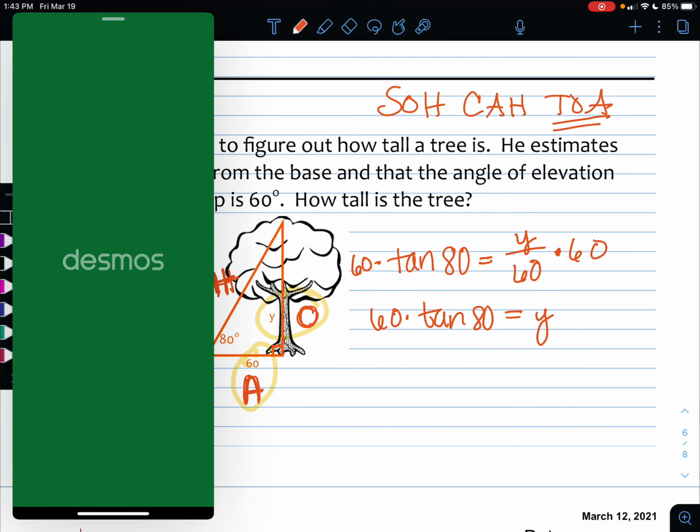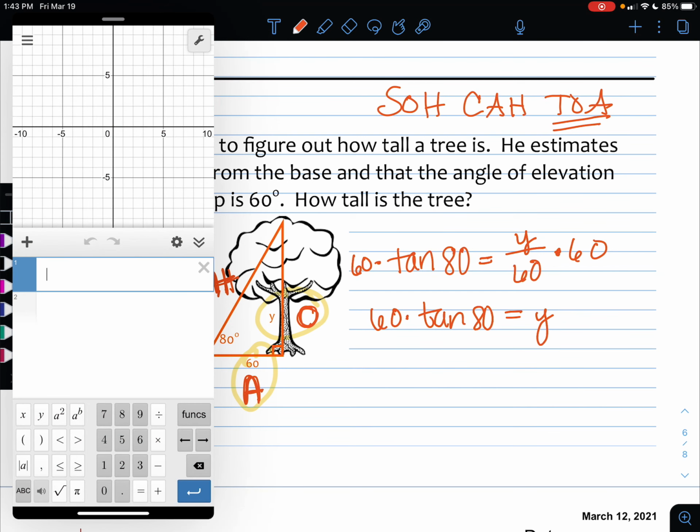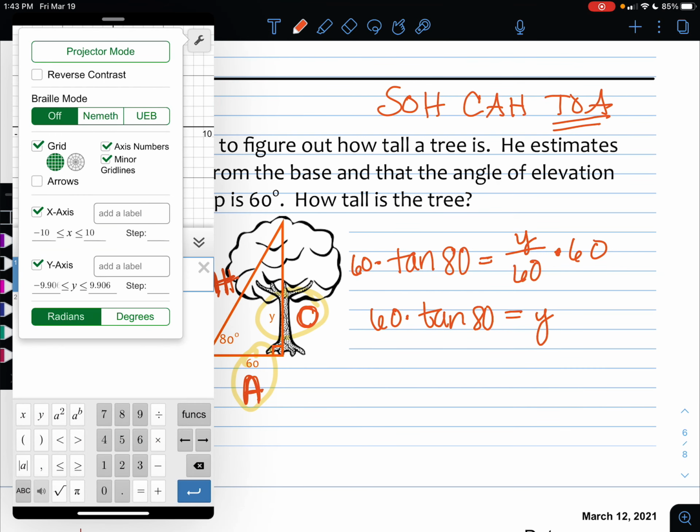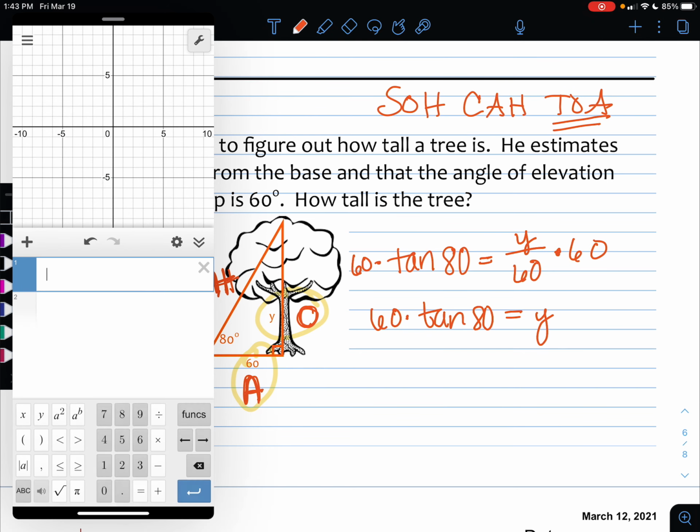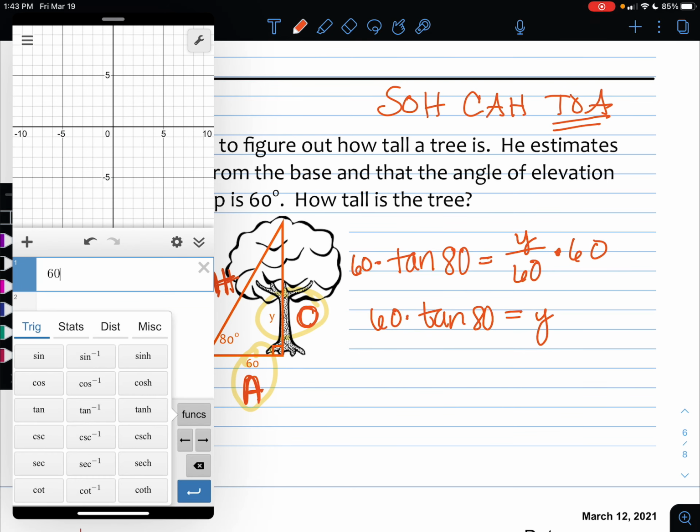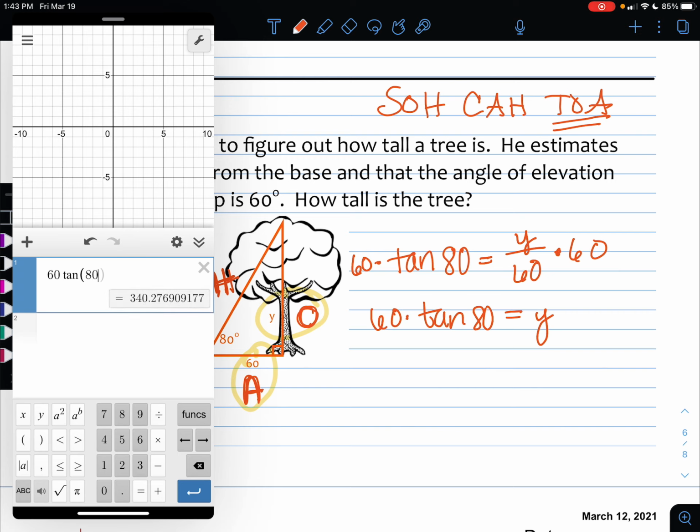And I have a feeling Desmos is going to put me back in radians. So I need to be back in degrees. So 60 tangent 80 gives me 340.3 feet. I believe it was feet tall.